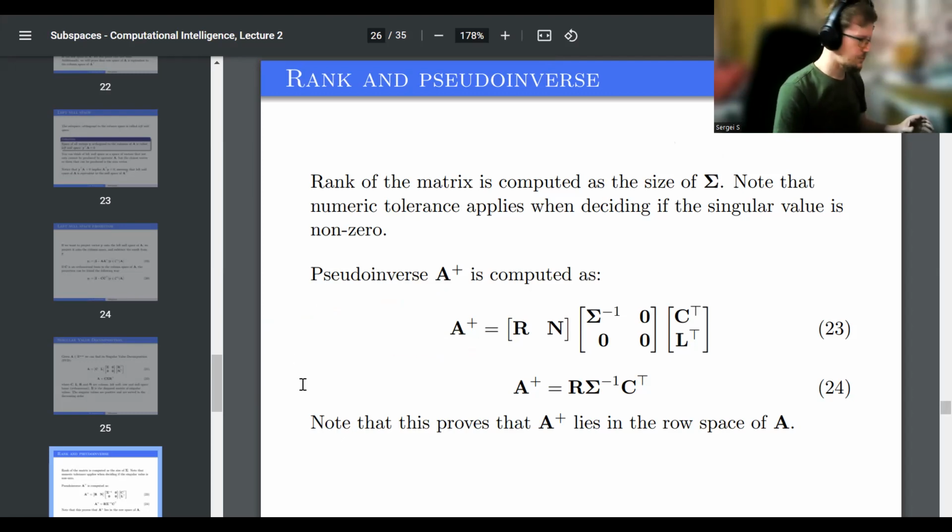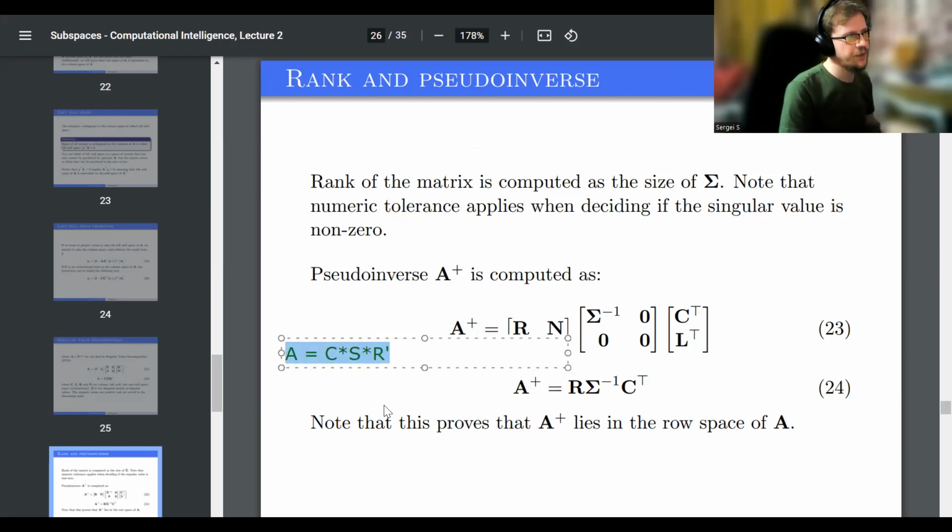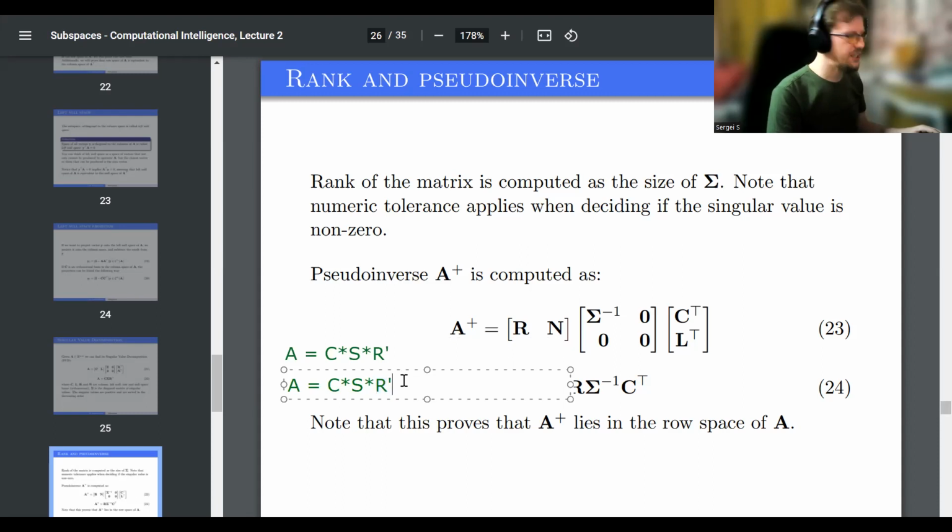So remember that A is equal to C sigma R transpose. Now, nice thing about this expression is that you can try to invert it. You cannot invert it analytically, because those matrices are not square. But what you can do is to try to at least get it back to identity. So for example, you can multiply both sides by R.